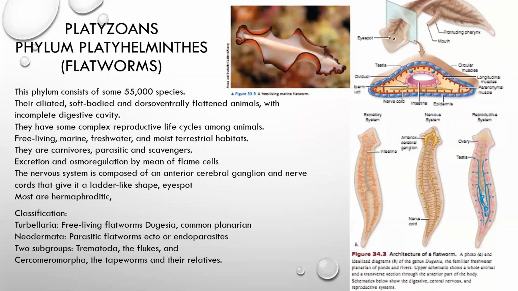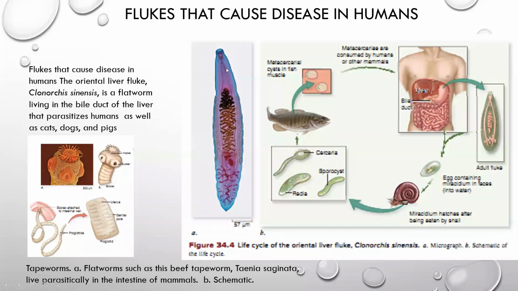This is the oriental liver fluke, a flatworm living within the bile duct of man. Apart from man, there are several other mammal hosts for this parasite, like cats, dogs, and pigs. When this liver fluke becomes an adult, it produces eggs, and these eggs contain Miracidium larvae. These Miracidium larvae containing eggs drain out from the body along with feces, and ultimately reach the snail, the primary host for Miracidium larvae.